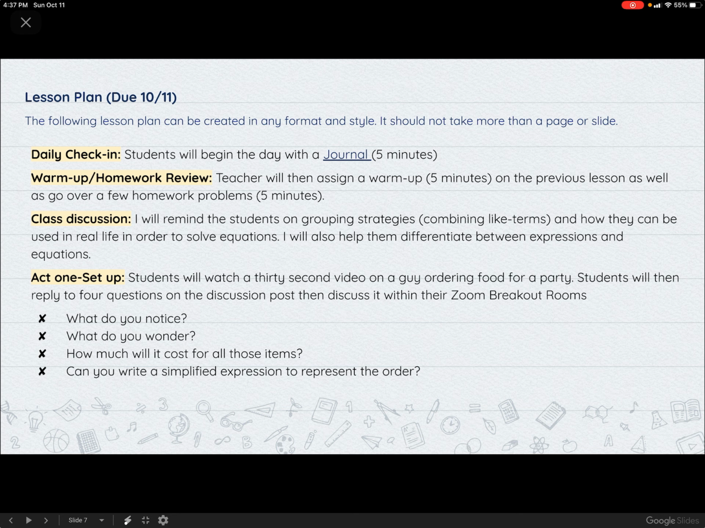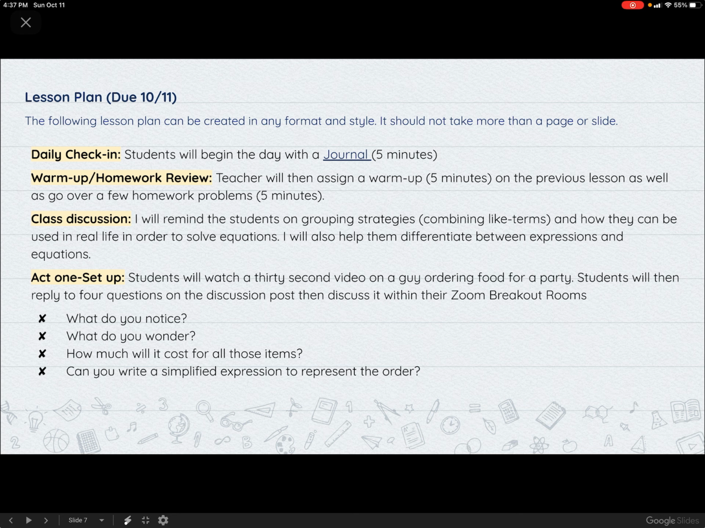The first one we have here is Act 1, which is the setup. Students will watch a 30-second video on a guy ordering food for a party. Students will then reply to the following 4 questions on a discussion post, and then they will discuss it within their Zoom breakout rooms. Some of the questions include: what do you notice? What do you wonder? How much will it cost for all those items? And how will you write a simplified expression to represent that order?